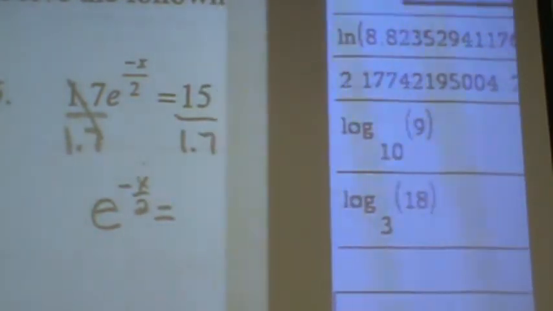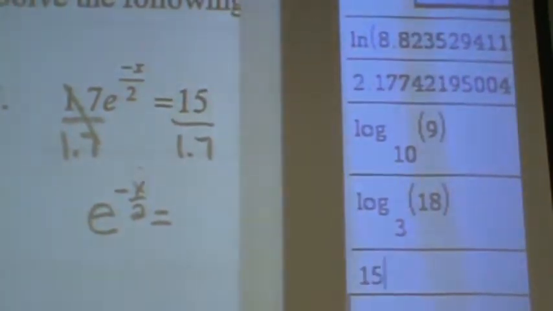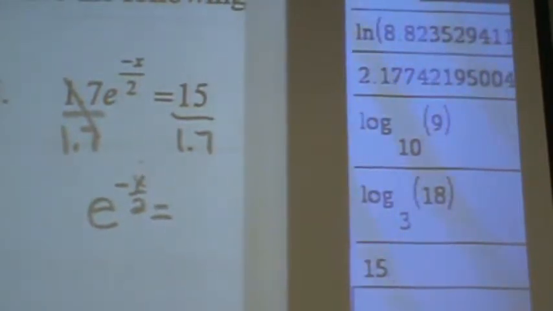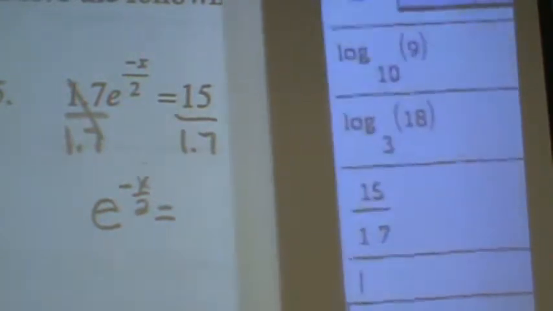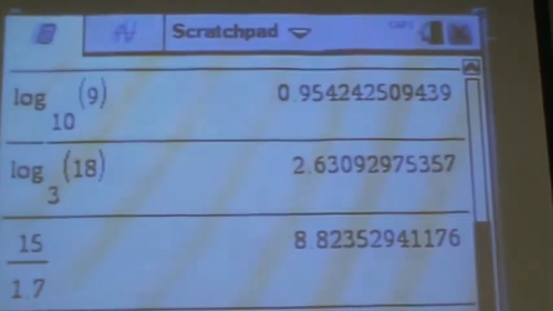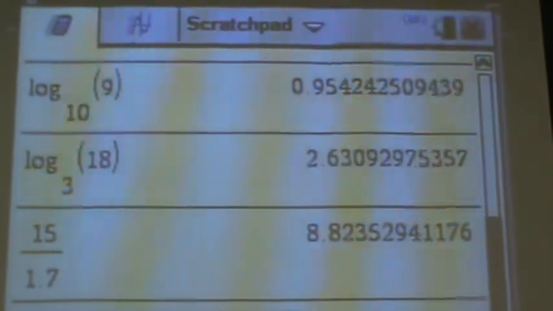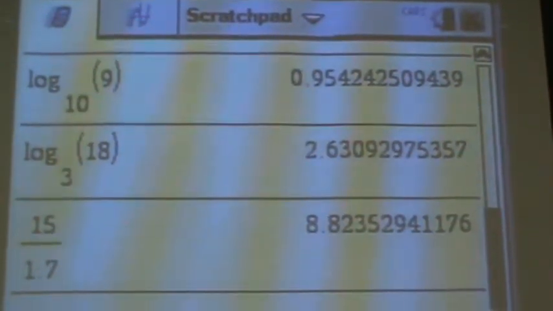I'm probably going to award 3 points for this one. The first thing I want to see you do is 15 divided by 1.7. Did you get 8.8235929? Just leave it in your calculator for now. Just leave it like that. Then what? Put it in the natural log.